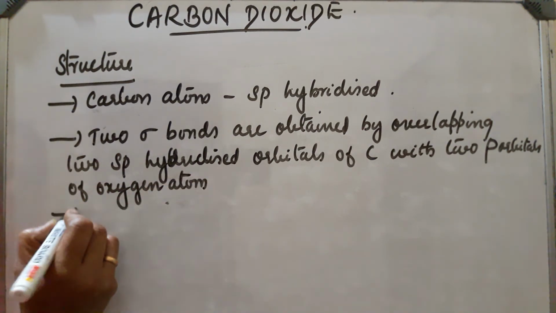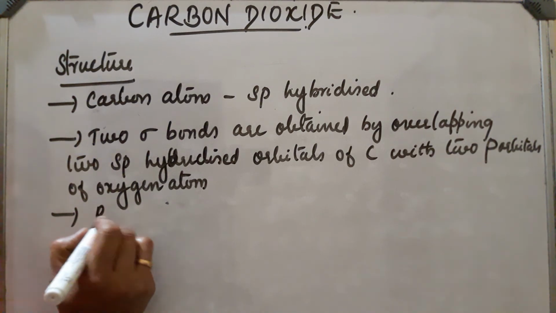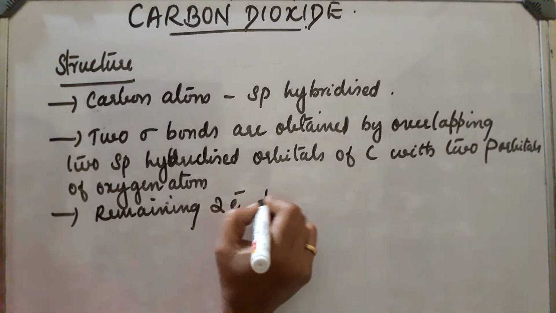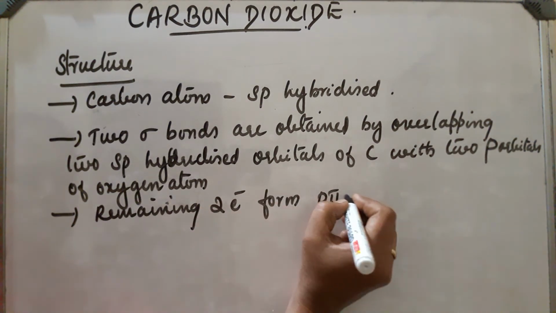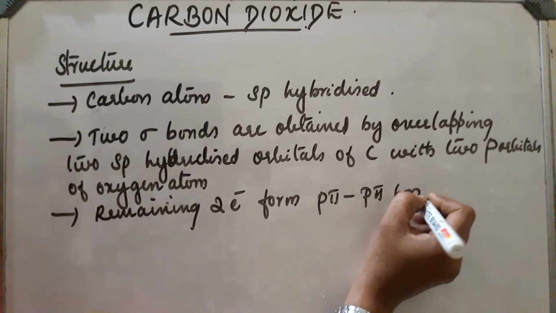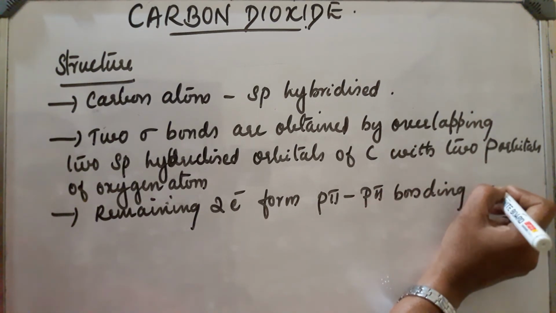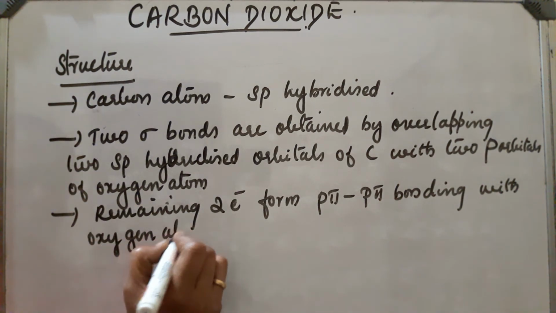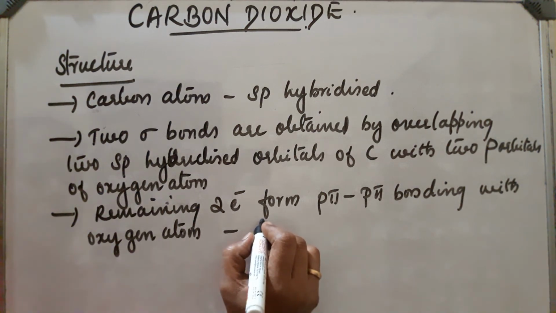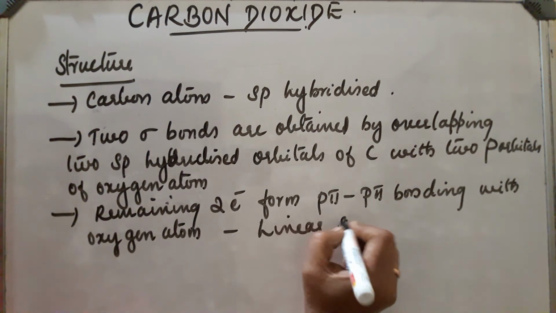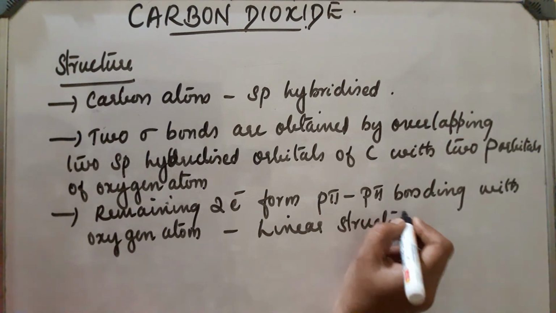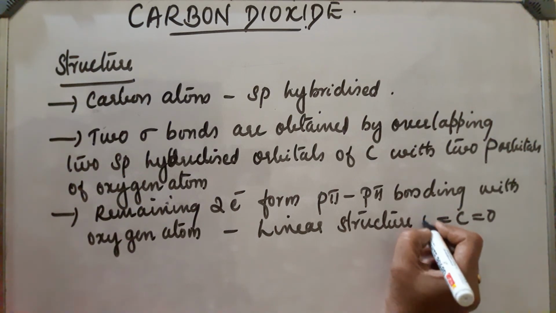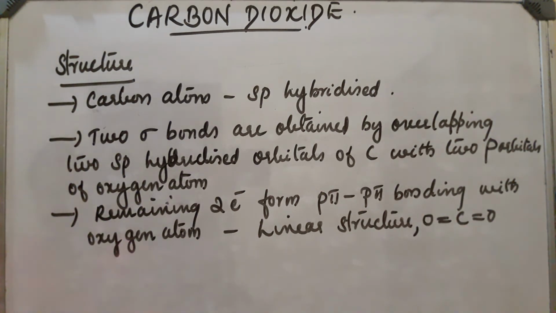The remaining two electrons in the carbon atom form p-pi bonding with the oxygen atoms on two sides. So the structure is linear, that is O double bond C double bond O. This is the structure of carbon dioxide.